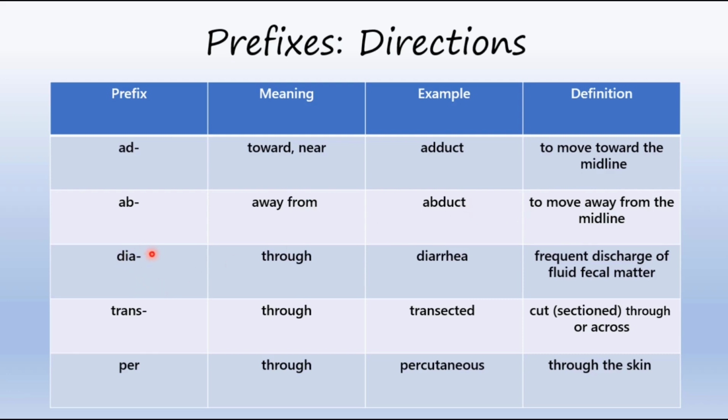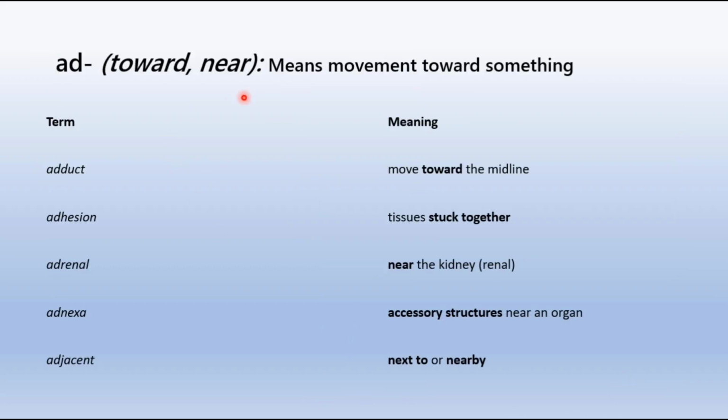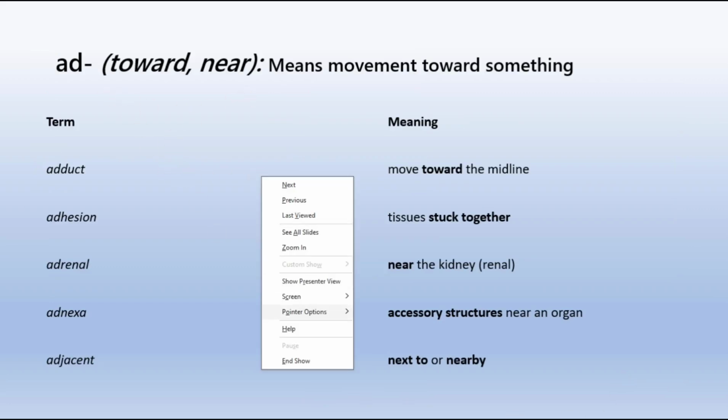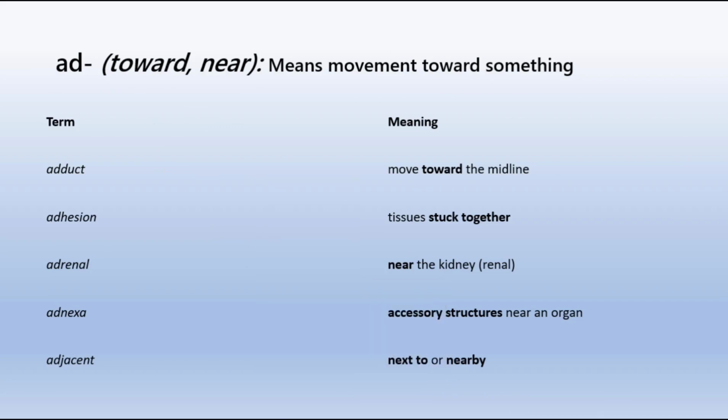Dia, which means through. For example, diarrhea. Everybody knows the meaning of diarrhea. Trans, through. For example, transected, which means cut through or across. And per, which means through again, and the example for it is percutaneous, which means through the skin. Now we are going to talk about each of these prefixes in more detail.